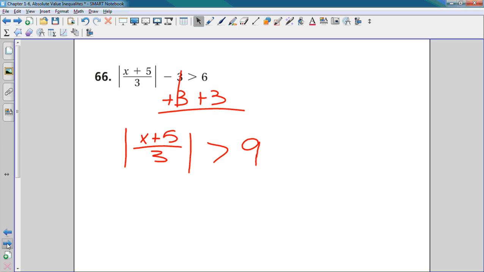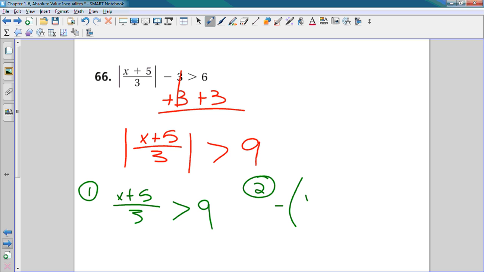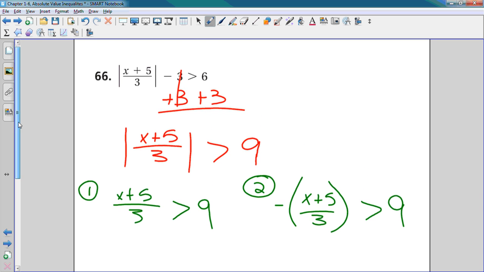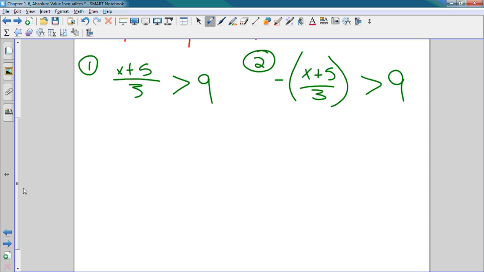So we're going to go ahead and create our 2 cases. Case 1, (x plus 5) over 3 is greater than 9. Case 2, negative (x plus 5) over 3 is greater than 9. Go ahead and solve each case like it were an equation, except there's an inequality somewhere. Well, how do I get rid of dividing by 3? I multiply both sides by 3. These are going to cancel. I'm left with x plus 5 is greater than 27.